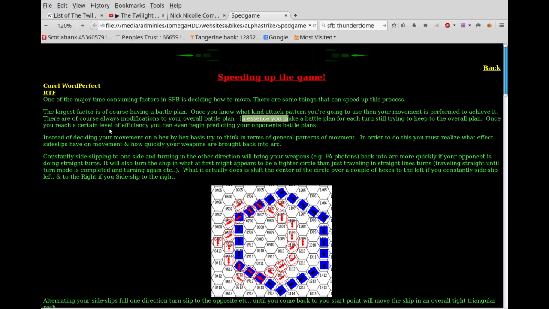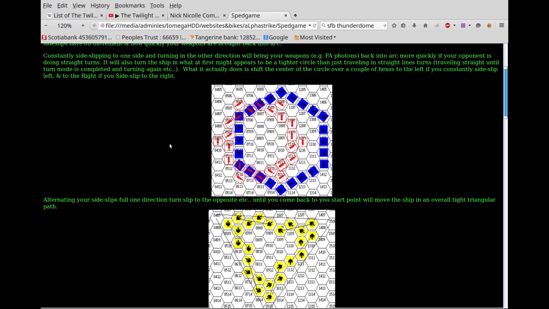Once you reach a certain level of efficiency, you can begin predicting your opponent's battle plans or maneuvers. Instead of deciding your movement on a hex-by-hex basis, try to think in terms of general patterns of movement. In order to do this, you must realize what effect side slips have on movement and how quickly your weapons are brought into arc or brought back into arc. Constantly side slipping to one side and turning in the other direction will bring your weapons, for instance FA photon torpedoes or FA disruptors, back into arc more quickly if your opponent is doing straight turns.